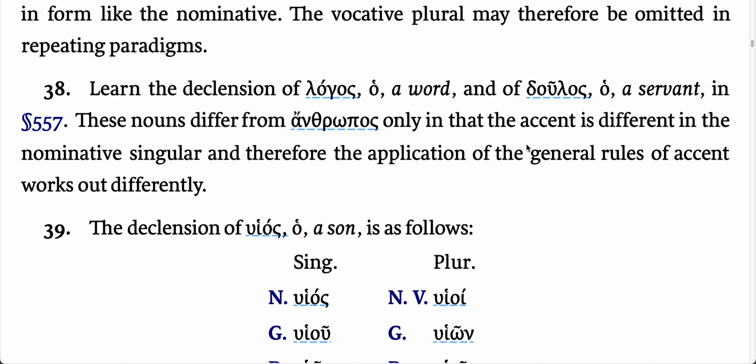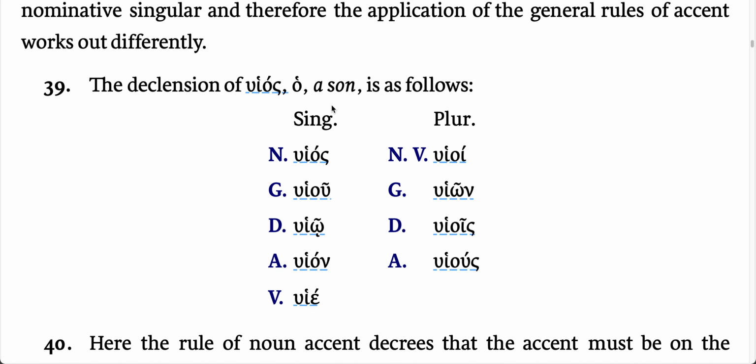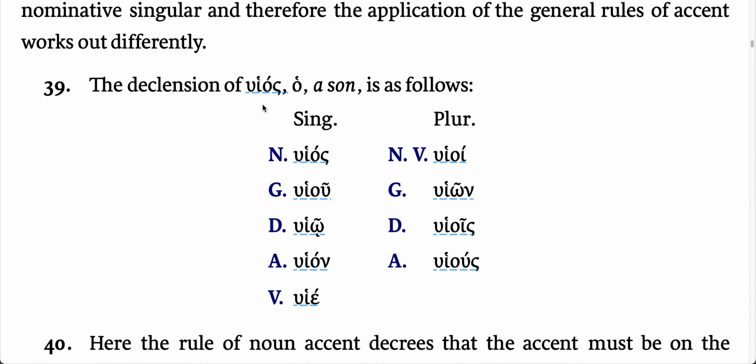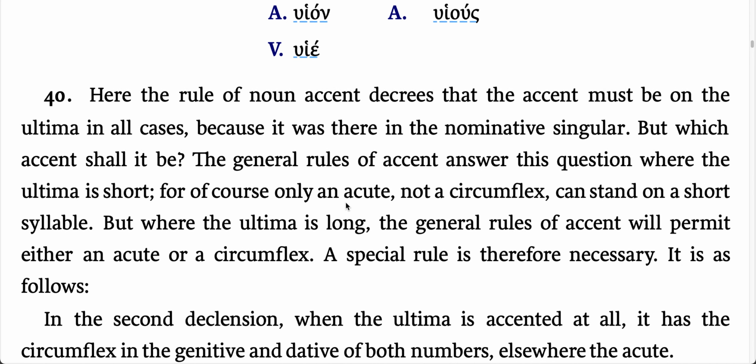So when you look at the declension of doulos, it's a masculine noun. It's os, ou, o, on, e. Same endings, oi, on, ois, ous. The reason he separates this and gives us this separate declension is because it's a two-syllable word, and so he wants to show you how the accents are different. That's why he talks about this here.